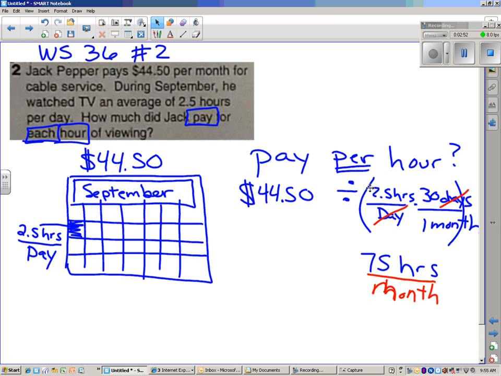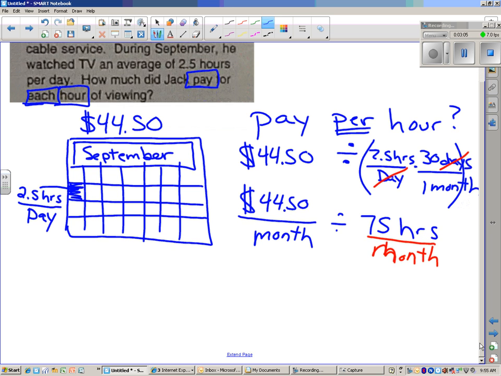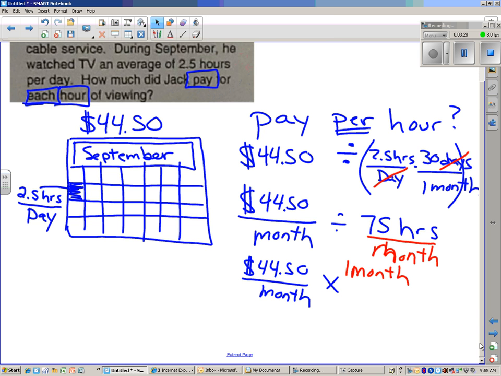Then we continue on. Bring down the $44.50, and that's how much they pay per month. And we're going to divide the two operations. Now what's really cool is with fractions we do keep, change, flip. So we keep the first one the same, $44.50 per month. We change division to multiplication. We flip the second fraction, and that's actually 1 month over 75 hours.